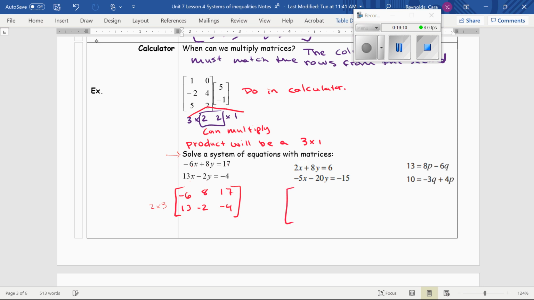But notice we're not using any variables. You're just going to use the numbers, and then you're going to do it in your calculator. Now this does need to go in order, like this one would need to be flipped around when I type that in, or when I write that into a matrix. Okay, so I'm going to pull up my graphing calculator.